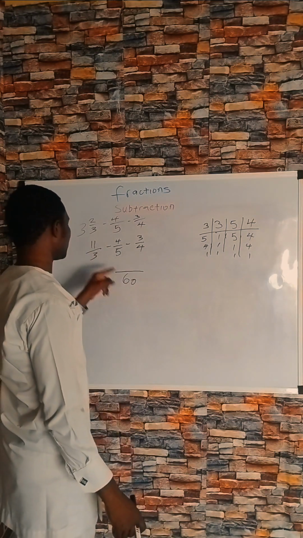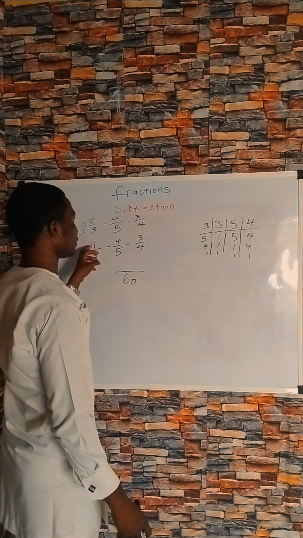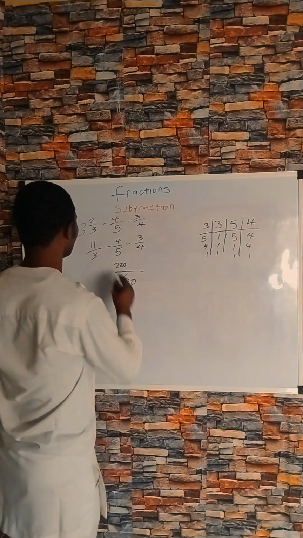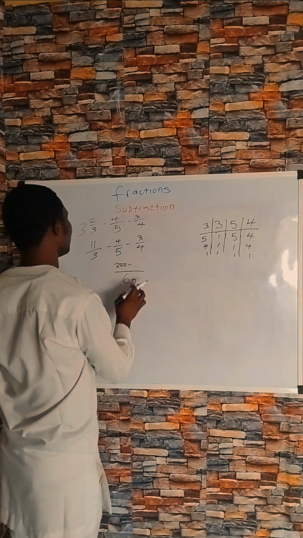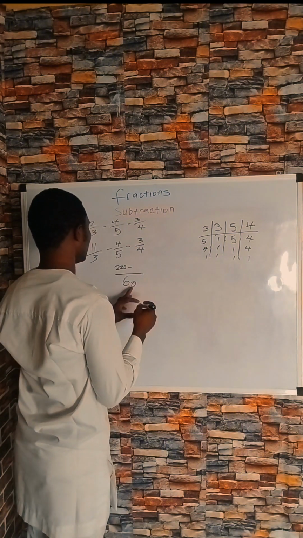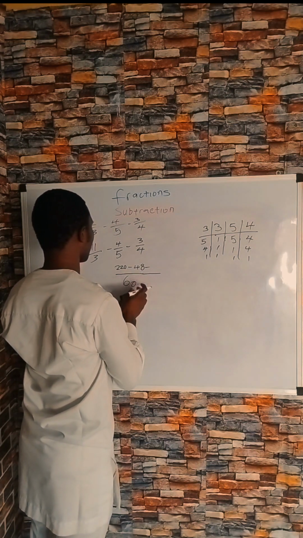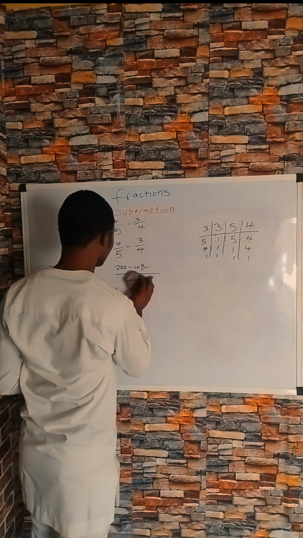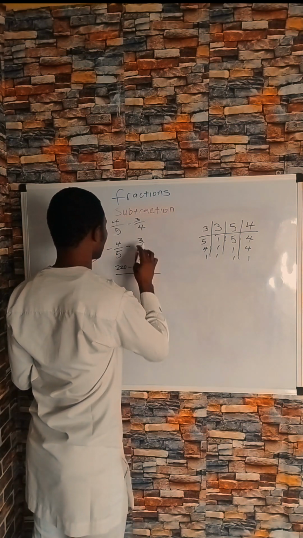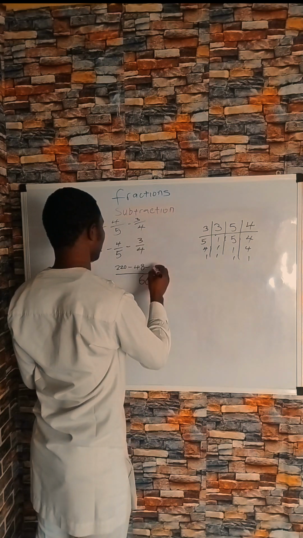So 3 into 60 is 20. So 20 times 11 is 220. So bring down the minus sign. So this 5 into 60 is 12. So 12 times 4 is 48. Minus 4 into 60. That will give you 15. 15 times 3 is 45.